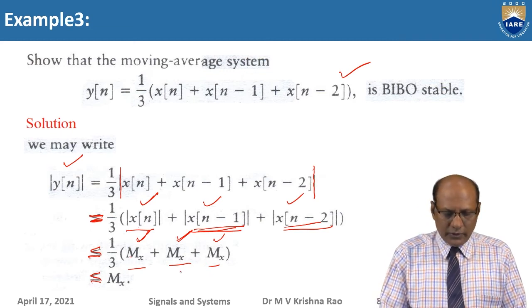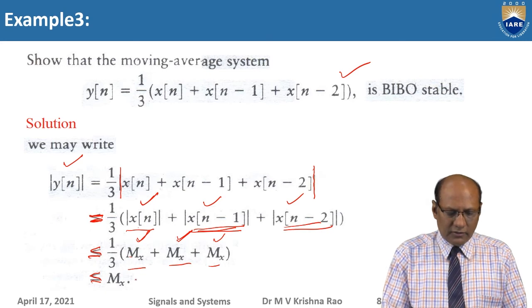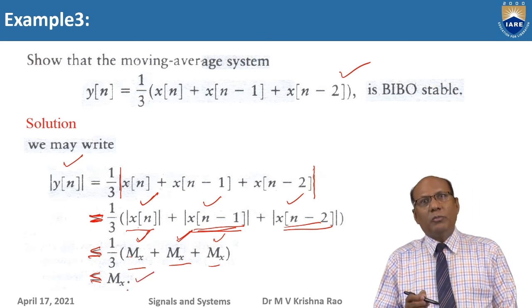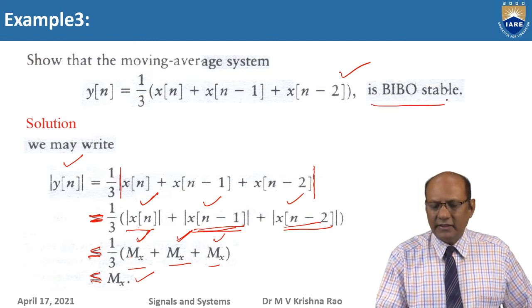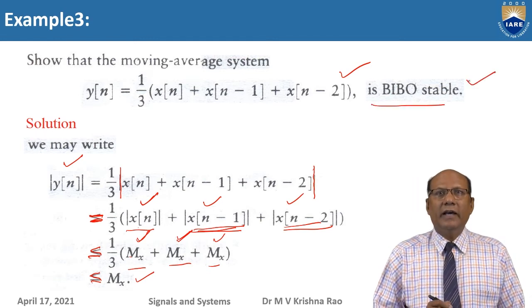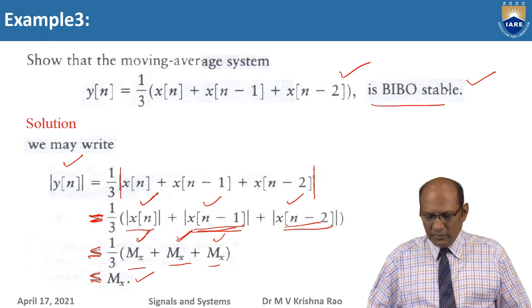So the output is also bounded by some constant value, that is mx. Hence I can say that it is stable. I can say that the given system is BIBO stable.